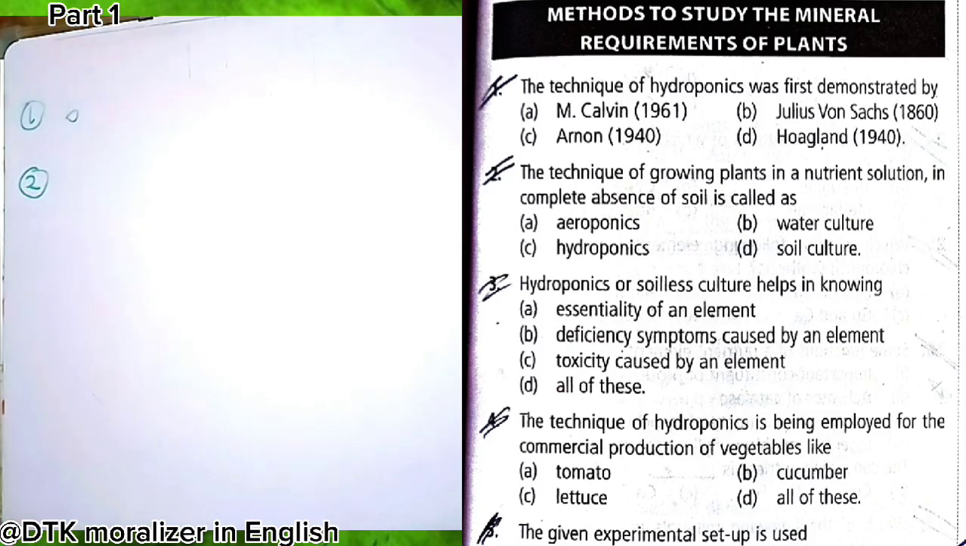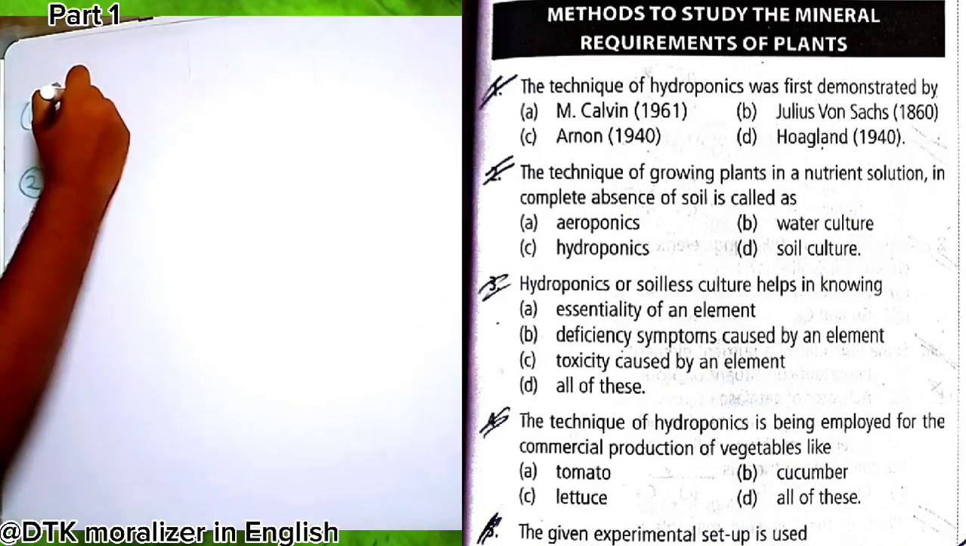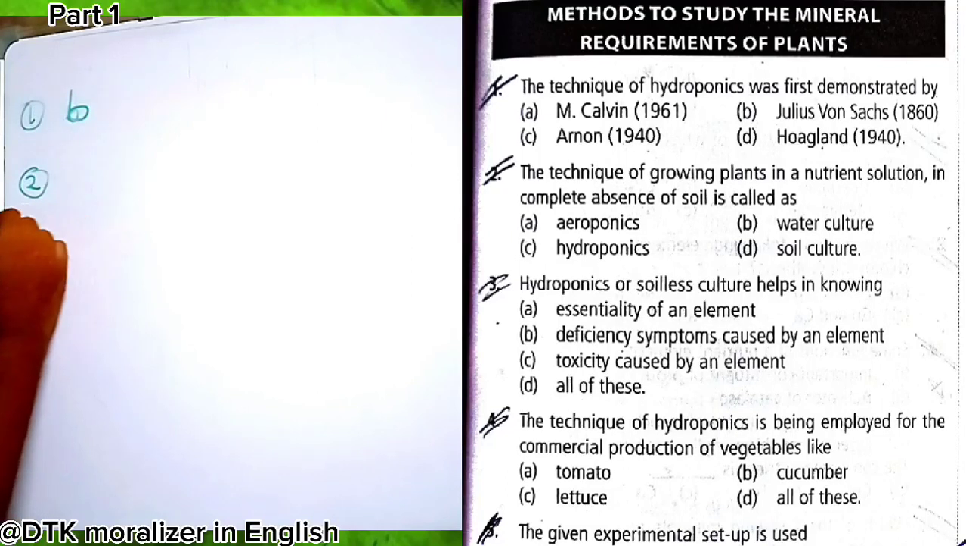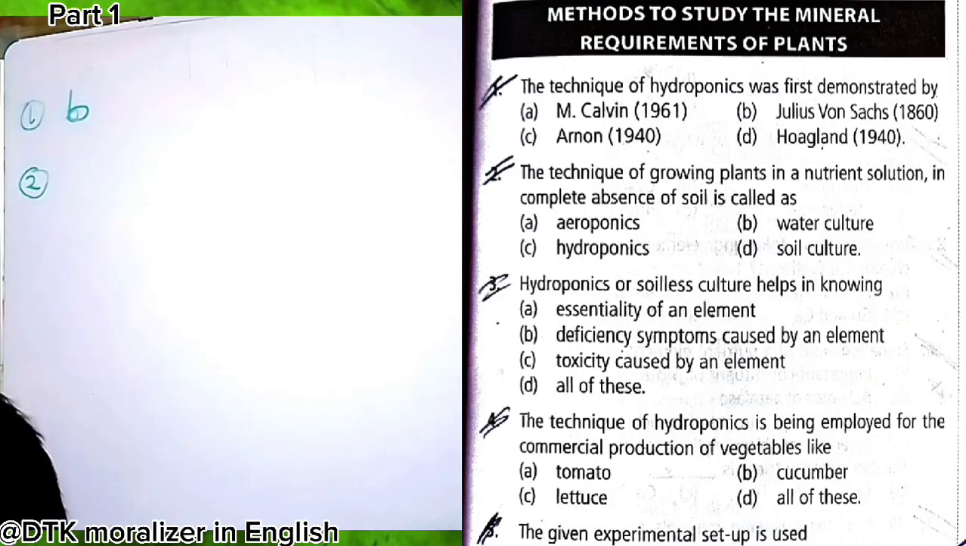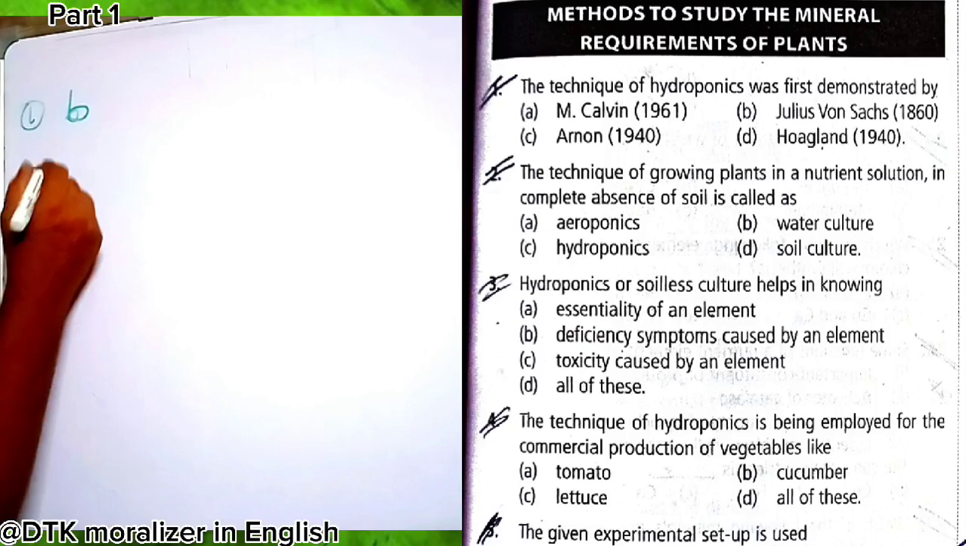Now, second question. The technique of growing plants in a nutrient solution in complete absence of soil is called as aeroponics, water culture, hydroponics, soil culture. Hydroponics. Option C. As you can see, remaining options are not correct. So, for second, hydroponics.